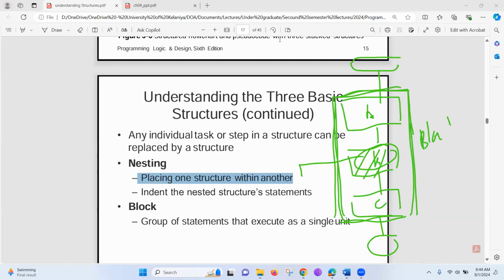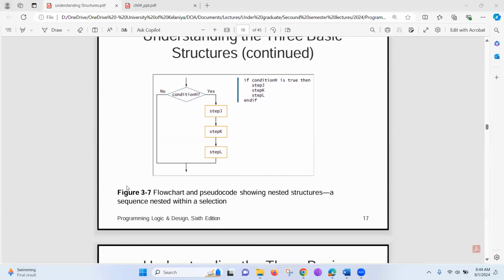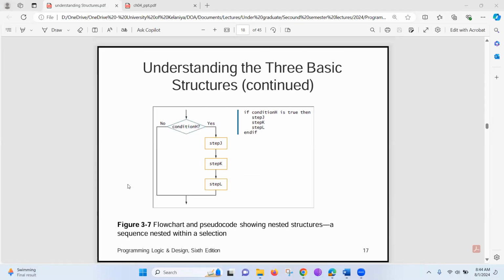But by looking at the main structure, we can call it a block. Group of statements that execute as a single unit. That is the thing you need to understand. Yes, come to this example, then you can understand easily, right? Understanding the 3 basic structures. Yes, this is the topic we are discussing continually.